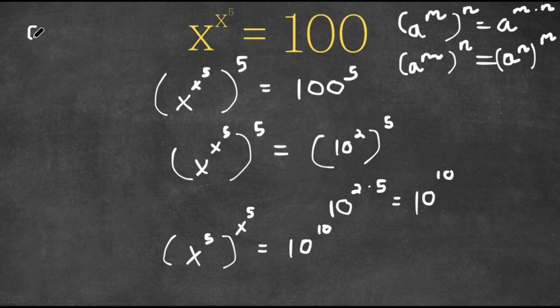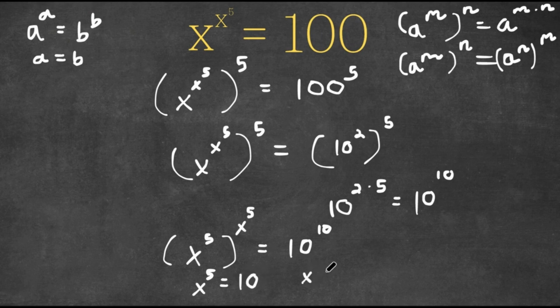And if we have something in the form a to the power of a is equal to b to the power of b, this means that a is equal to b. So in this case, x to the power of 5 is equal to 10, meaning x is equal to the 5th root of 10. So this is our answer.